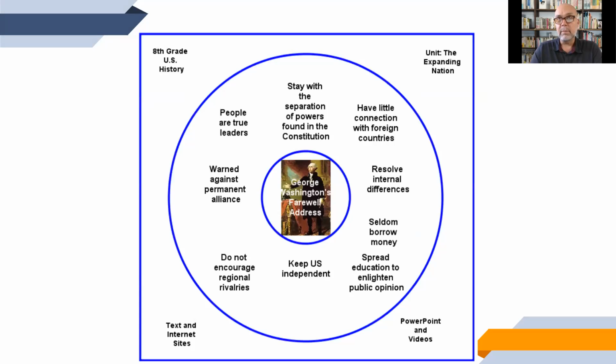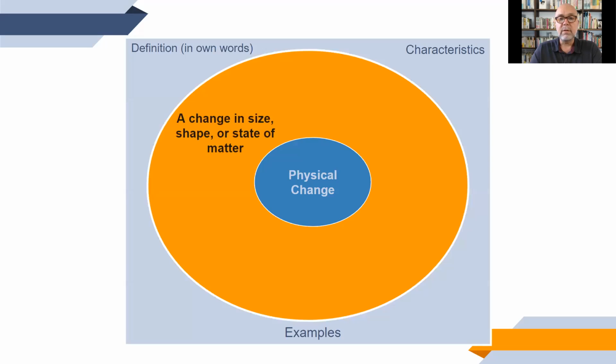So here are just some content area examples. For instance, a social studies map about George Washington's farewell address. And you can see some frames of reference that are helping frame the thinking, helping the student think about what they should put in the map on the outside of the circle. Here is a science circle map about physical change.